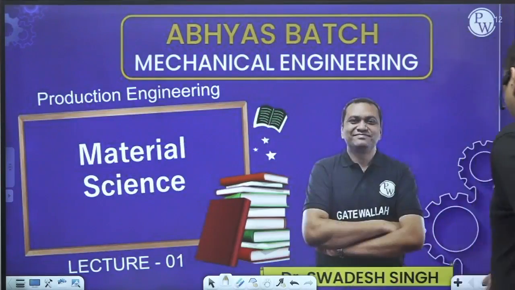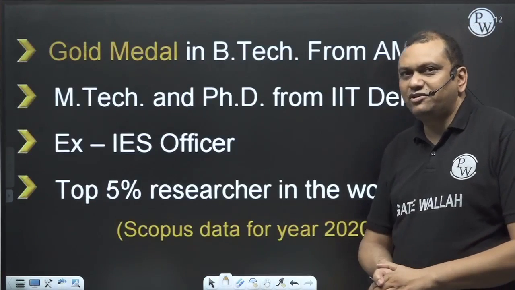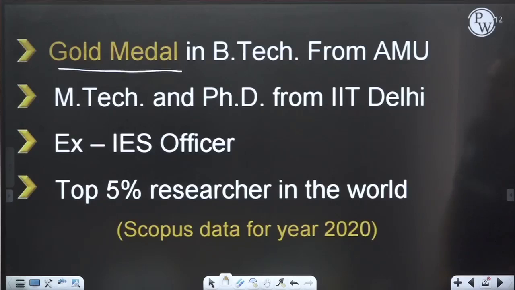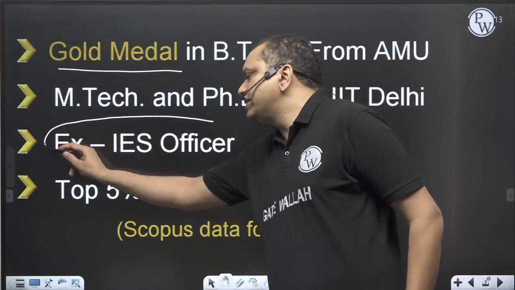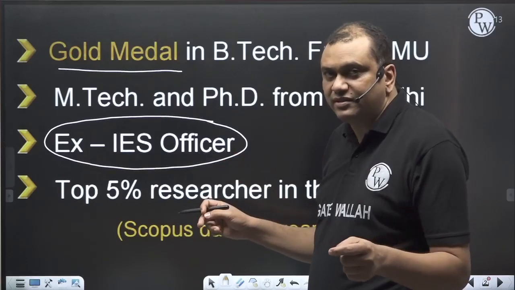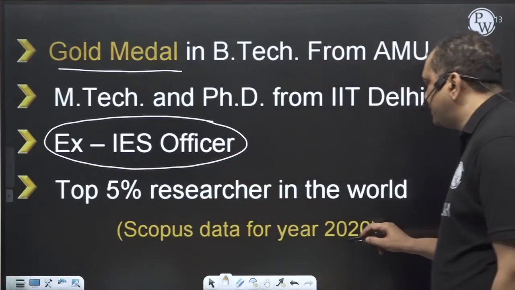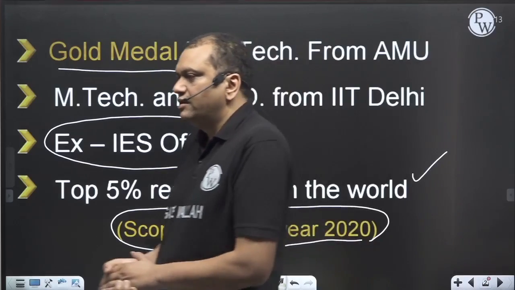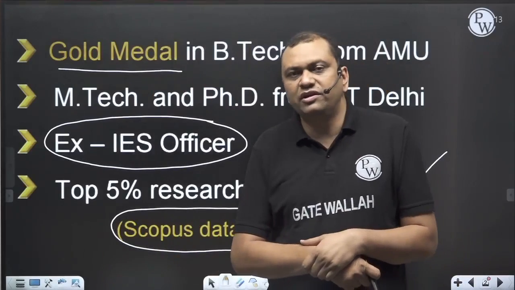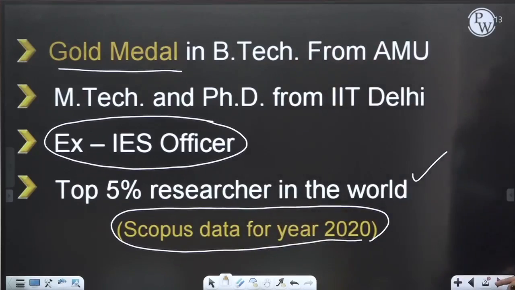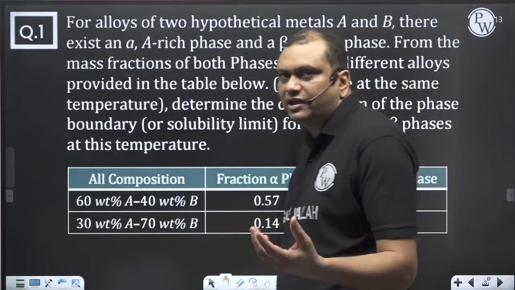So today we are going to start with material science, and these are my qualifications. I am basically a gold medalist in BTech from Aligarh Muslim University. I am MTech and PhD from IIT Delhi, and I was selected in Engineering Services in 1998, and approximately 1.5 years I worked for the service. And I am also a researcher, and as per Scopus data 2020, I am in the top 5% of researchers in mechanical engineering. Primarily I work in material characterization and metal forming, and I have close to 200 papers, and that database can be seen on sciencedirect.com. So these are my credentials, and let us come to the question.